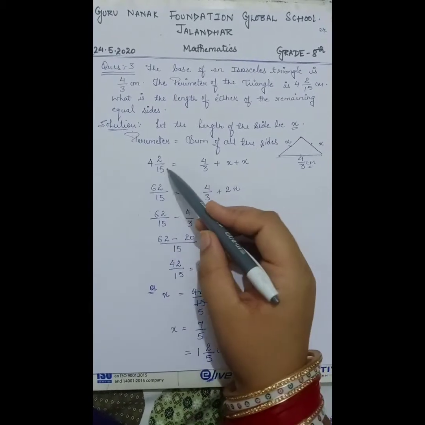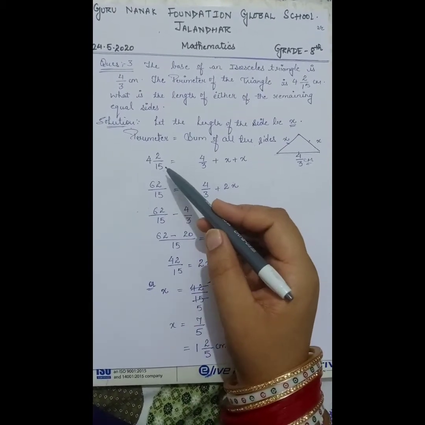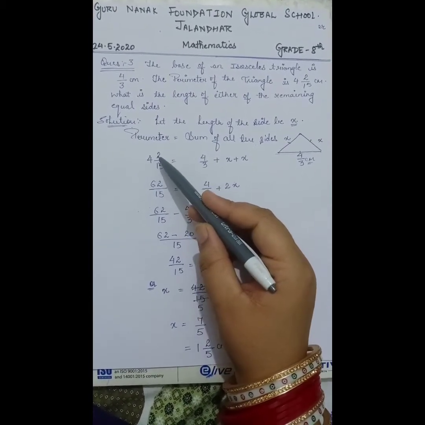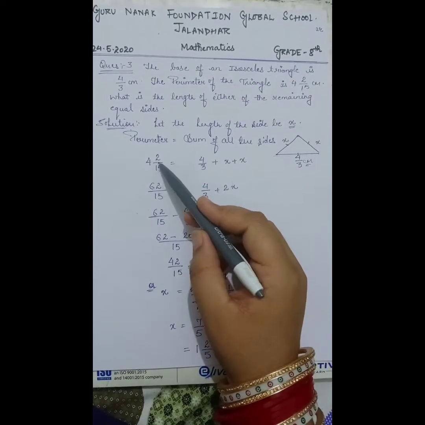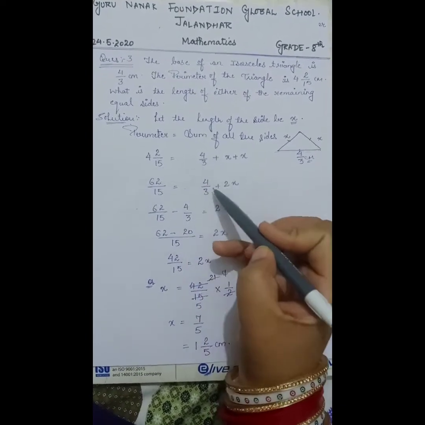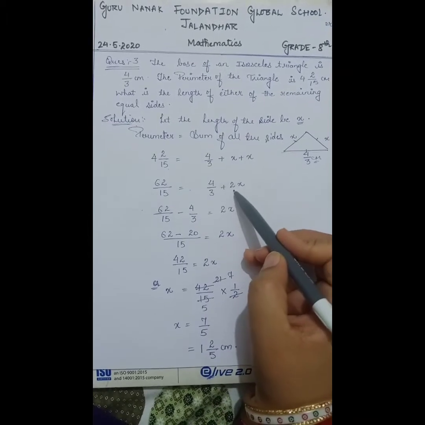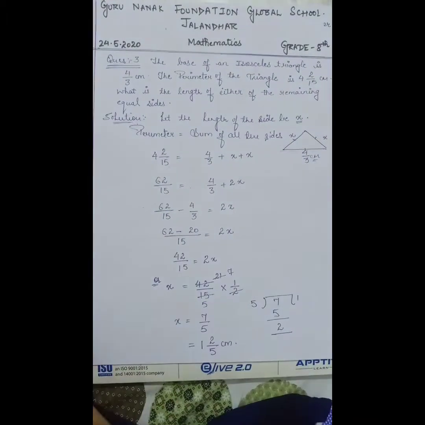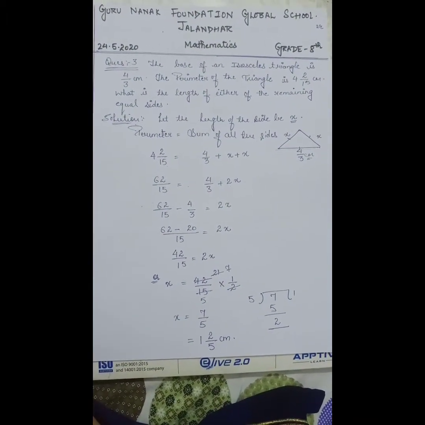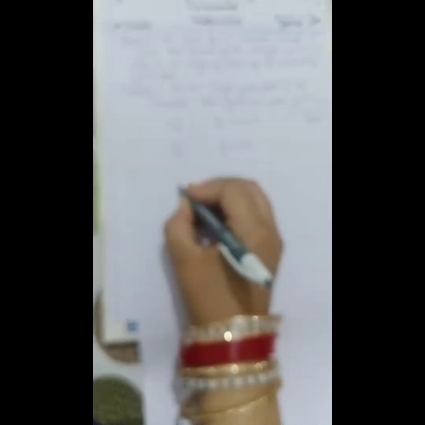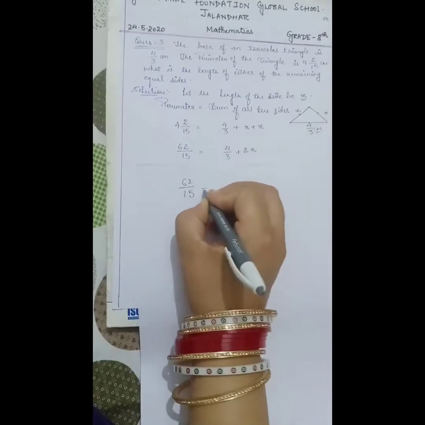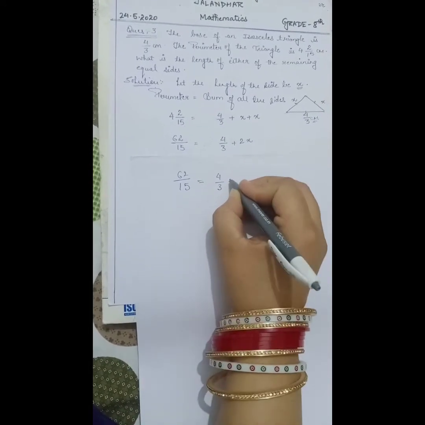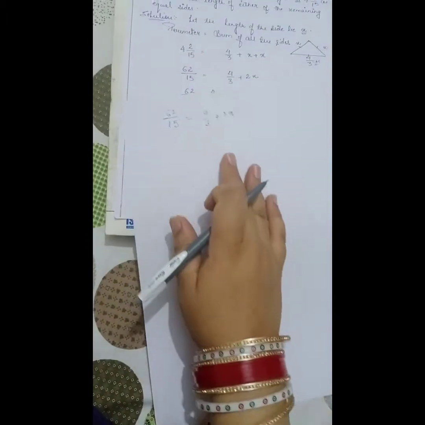Now, you know very well how you can solve this fraction value. So 15 multiplied by 4 plus 2 gives you 62 upon 15 is equal to 4 upon 3 plus x plus x gives you 2x. Okay, so I'm just going to solve this. Kindly have a look at how I'm going to solve it. Hopefully you got how to make this equation. 62 by 15 is equal to 4 upon 3 plus 2x.